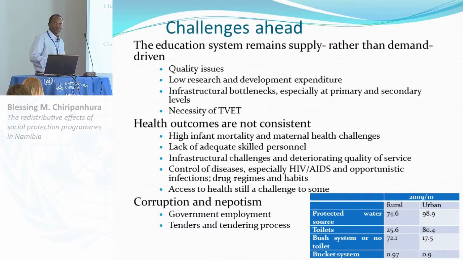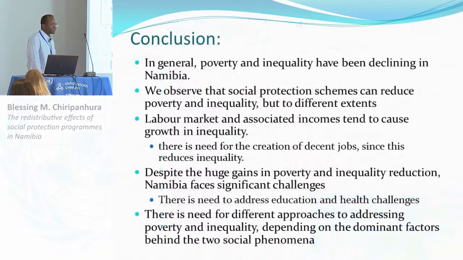We hope, as we continue working on the paper, we'll be able to use other methods of decomposing the Gini, and see which of the different components of income are driving inequality within the country. So, what do we conclude from here? A few issues, the main one being that labor markets and associated incomes tend to be the ones driving the growth of inequality within the country. So perhaps if we address some of the labor market problems that we have in Namibia, that may have an equalizing effect if we take into account that there are those households that have no people participating in the labor market, but if we can help them get in there, maybe that will help.